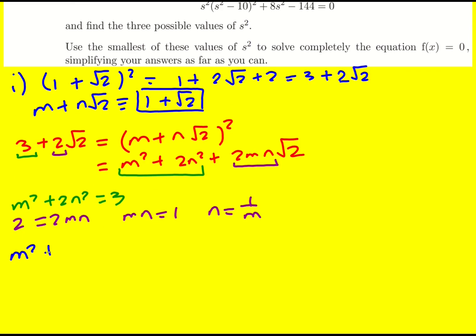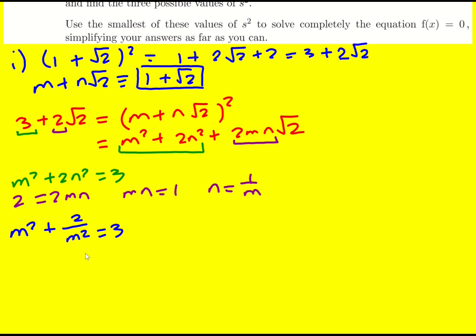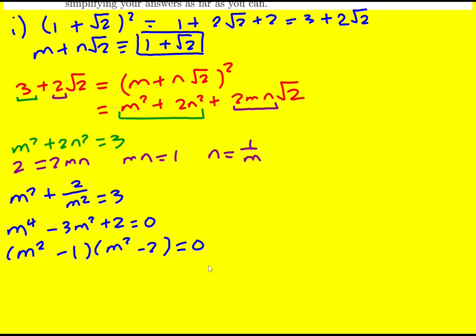So m squared plus 2 over m squared is equal to 3. And you can see this is much more complicated, but it's a nice algebraic method that will work. We can multiply through by m squared, so m to the 4 minus 3m squared plus 2 is equal to 0. I've just times by m squared and rearranged. We have a hidden quadratic in m squared. Let's try and factorize it. Get minus 1, minus 2, that checks out, equals 0.